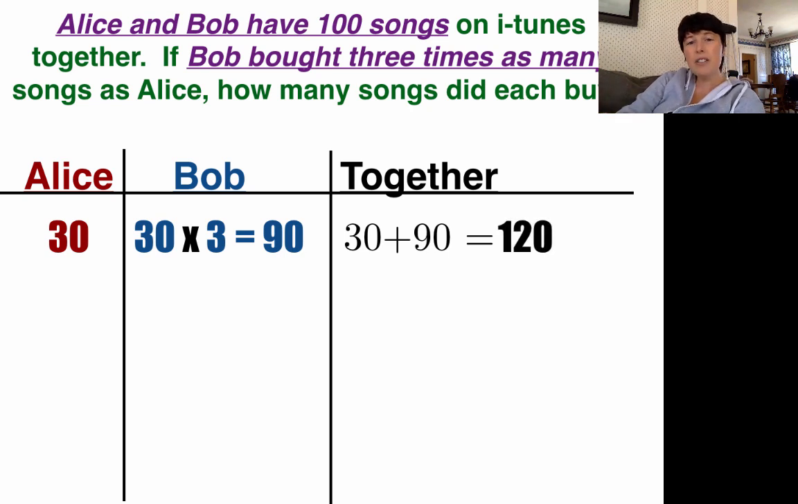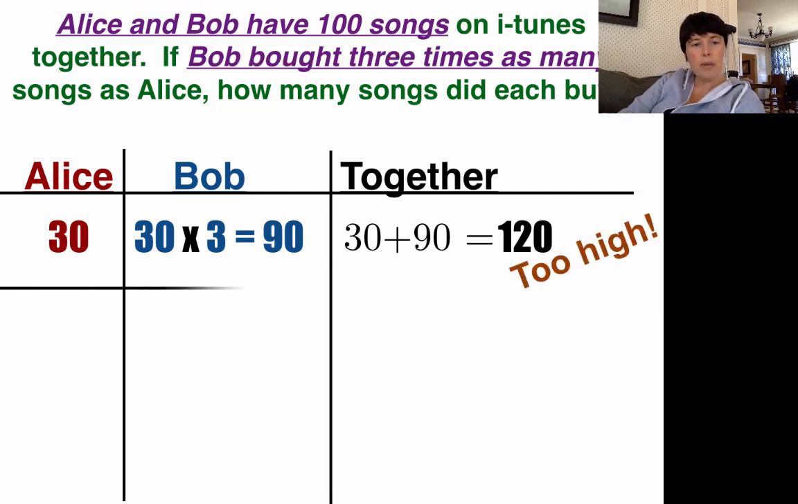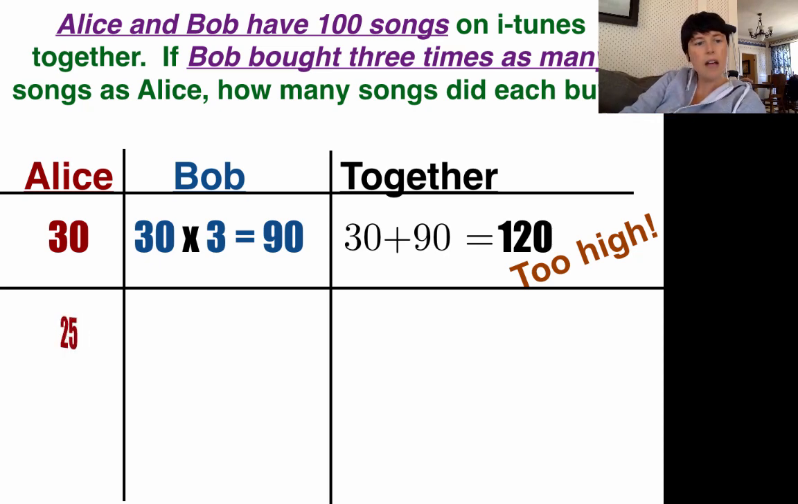Alice and Bob have 100 songs together, not 120. So we did a good guess, but based on the fact that they're supposed to have 100 songs, this is too high. So what we do is we guess again. Let's go lower. Instead of 30 for Alice, let's make a guess that's a little lower. How about 25? Bob has 3 times as many as Alice. So we're going to take 25 times 3, which is 75.